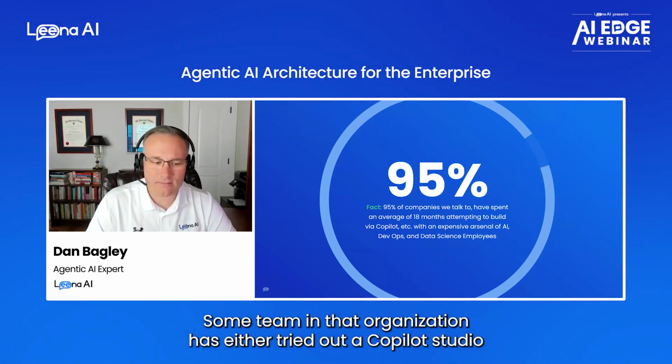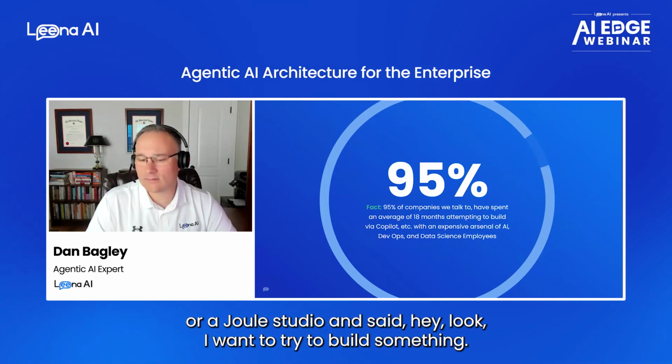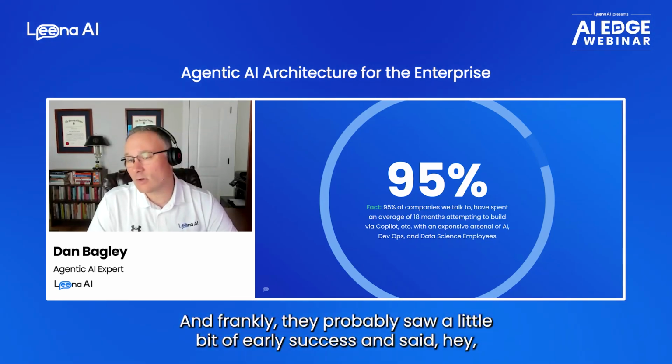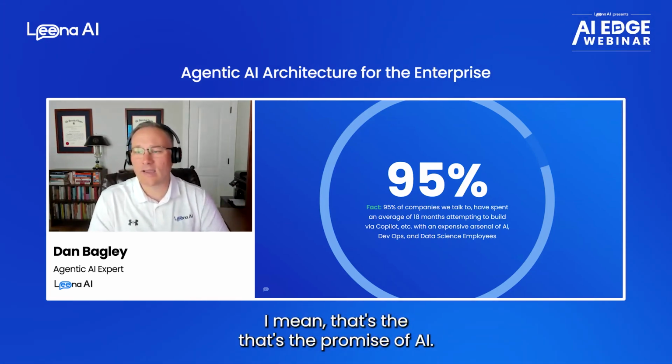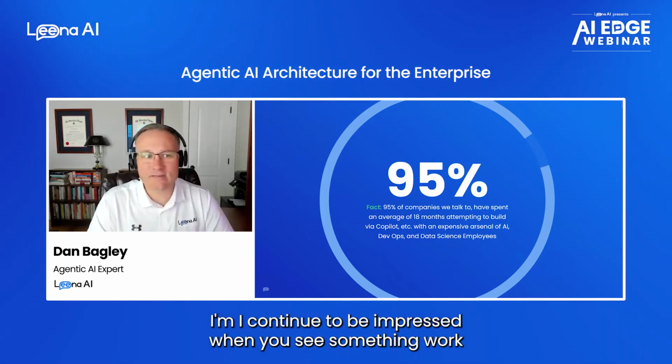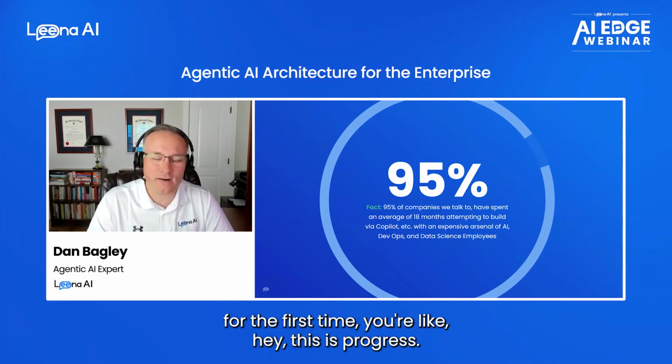Some team in that organization has either tried out a Copilot Studio or a Joule Studio and said, "Hey, look, I want to try to build something." And frankly, they probably saw a little bit of early success and said, "Hey, this is easy. This is cool. We're accomplishing things." I mean, that's the promise of AI, and we're all, even me, I continue to be impressed when you see something work for the first time. You're like, hey, this is progress.